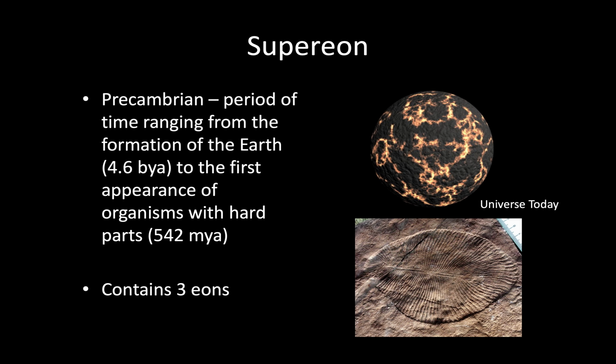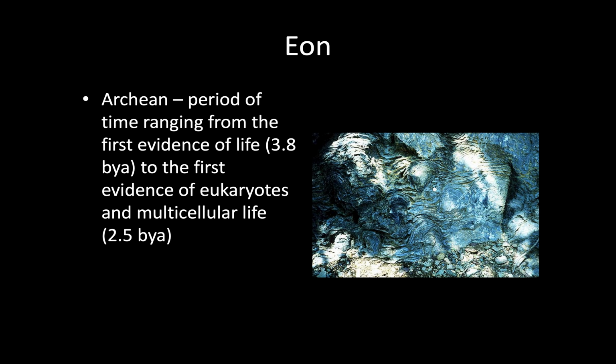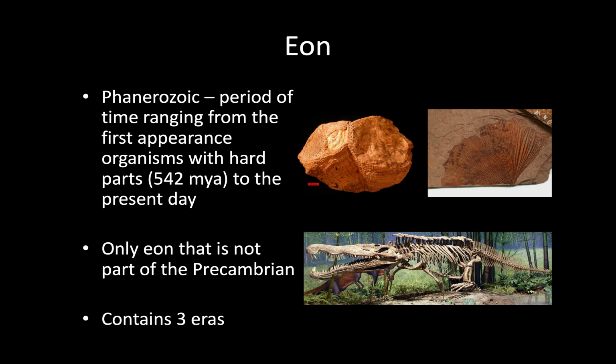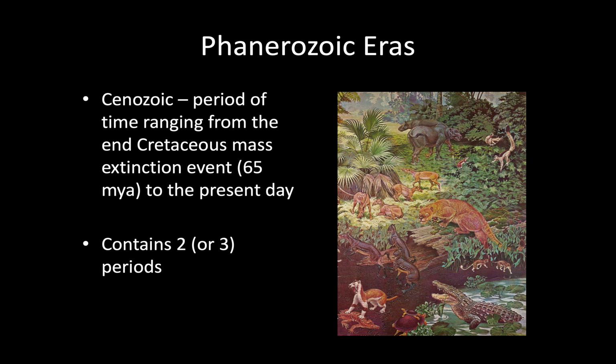Super eon, the Precambrian, 4.56 billion years ago to 542 million. There are 3 eons here. The Hadean, literally named for the god of the underworld, Hades. The Archean, first evidence of life all the way down to eukaryotes, something you are familiar with because you are one. And then the Proterozoic, first eukaryotes all the way to organisms with shells 542 million years ago. The Phanerozoic is 542 million years ago to literally today. It contains 3 eras: the Paleozoic, the Mesozoic, the age of the dinosaurs, and the Cenozoic, the era we're in right now.